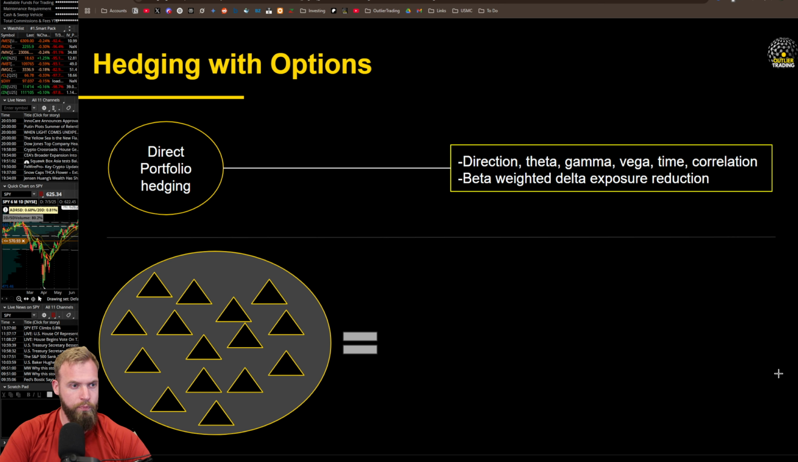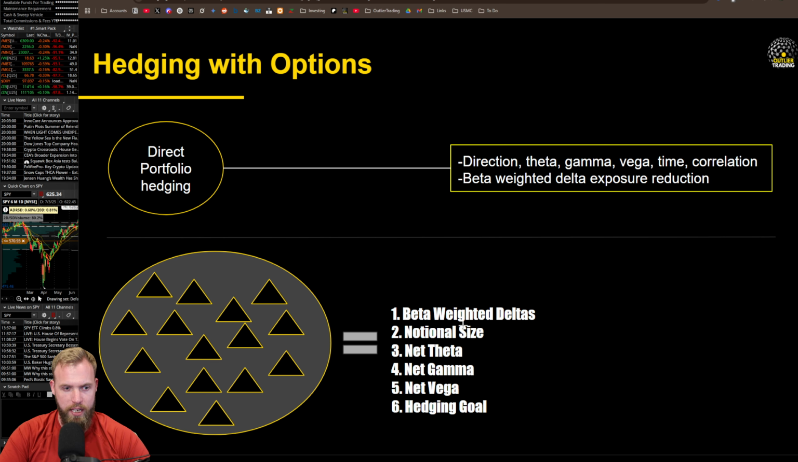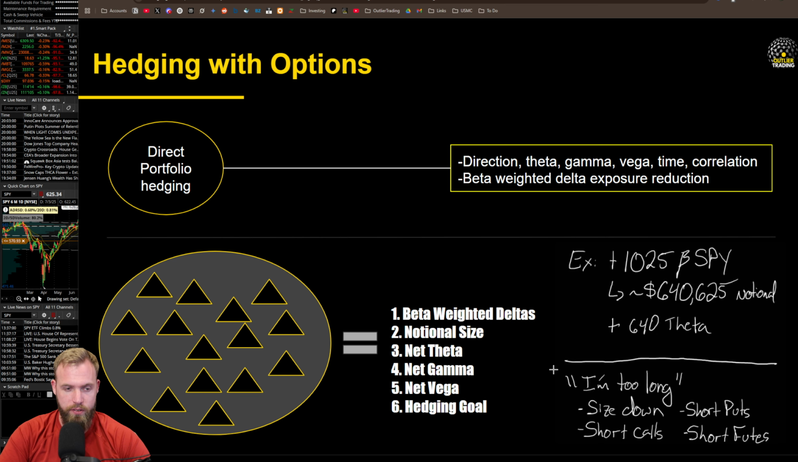All right. So let's now double click into this idea of direct portfolio level hedging. Here I have a portfolio. These represent all different kinds of individual positions. And as discussed, the first thing I want to do is take stock of these individual positions and normalize them. So I'm going to do something like beta weight the deltas against something common like SPX or SPY. And then I'm going to figure out the rest of these details.